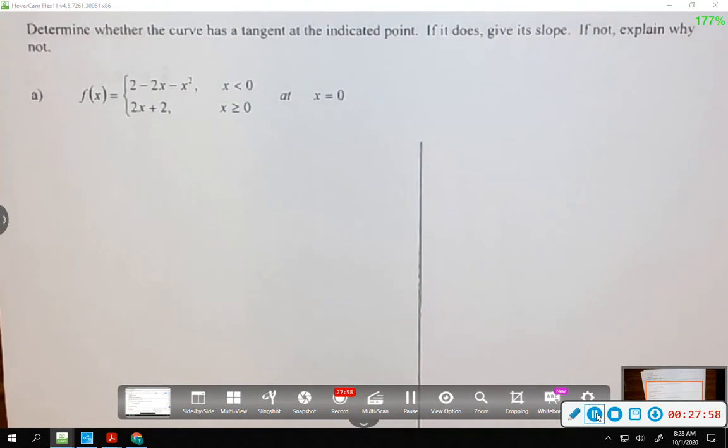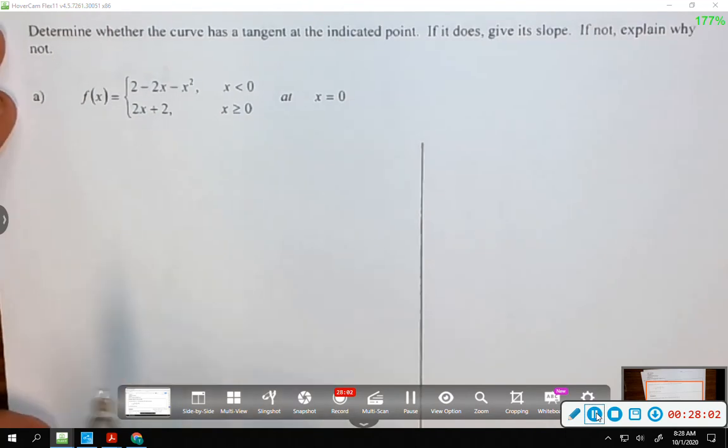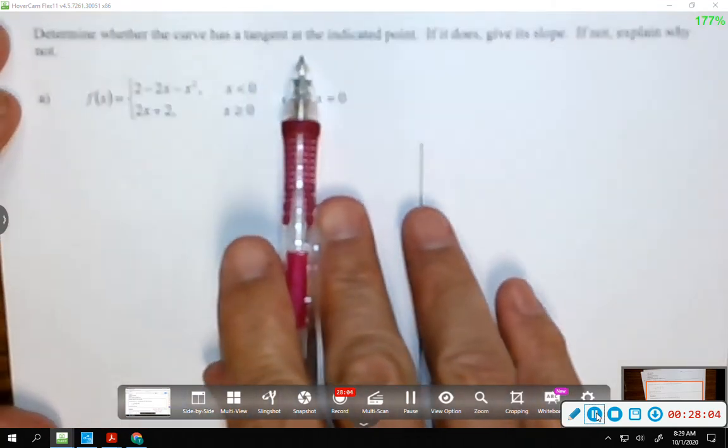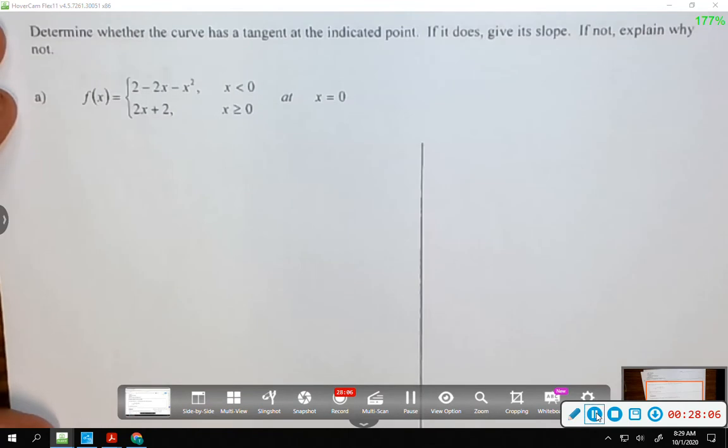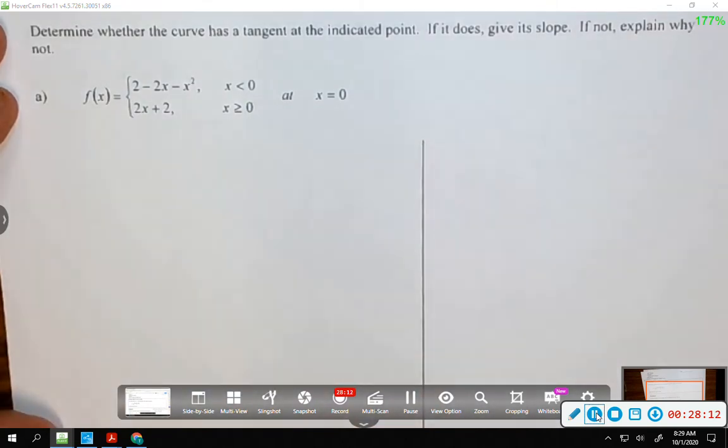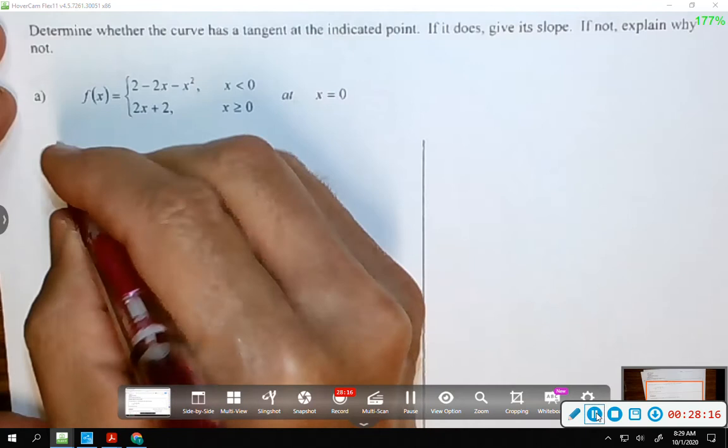I get it. So on this one, it says determine whether the curve has a tangent line at the indicated point. If it does, give its slope. If not, explain why not. One of the first things that we need to do is check to make sure that this is continuous, because we cannot have a slope at an interior point if we do not have continuity.